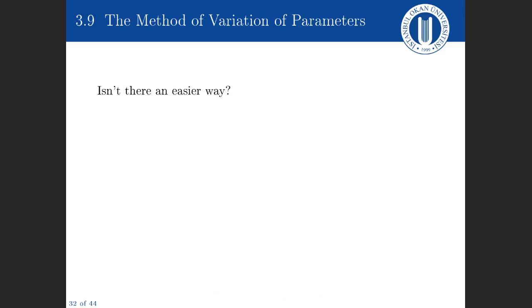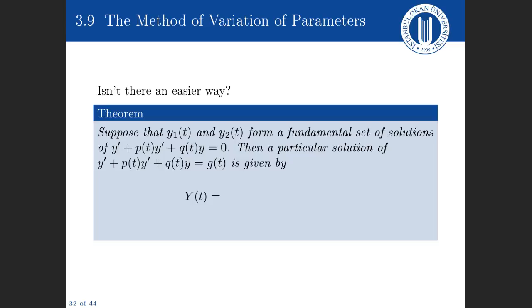Okay. So that's quite a complicated, quite a difficult idea. Isn't there an easier way to do the method of variation of parameters? We have a theorem which simplifies things a little bit. We're still going to have to do the same work, we're still going to have to do the same integrations, but it's perhaps easier to remember this theorem than the previous method.